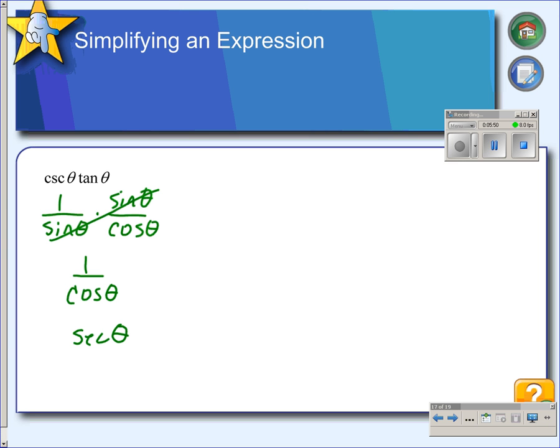So what we have just determined here is that the cosecant theta times the tangent of theta can be simplified to the secant of theta. That's it for lesson 14.1.